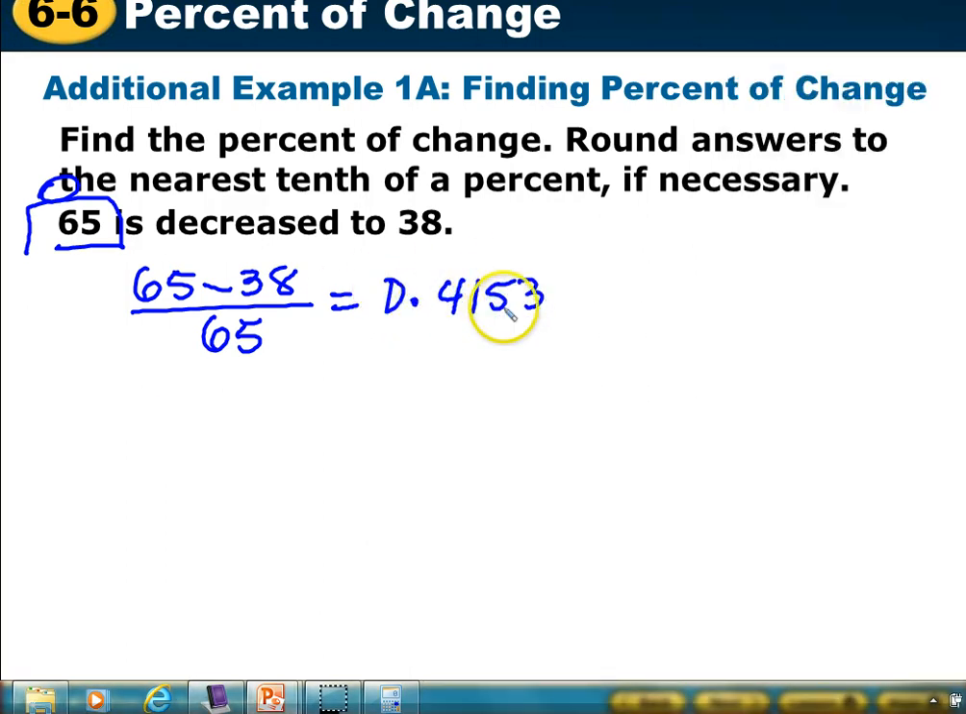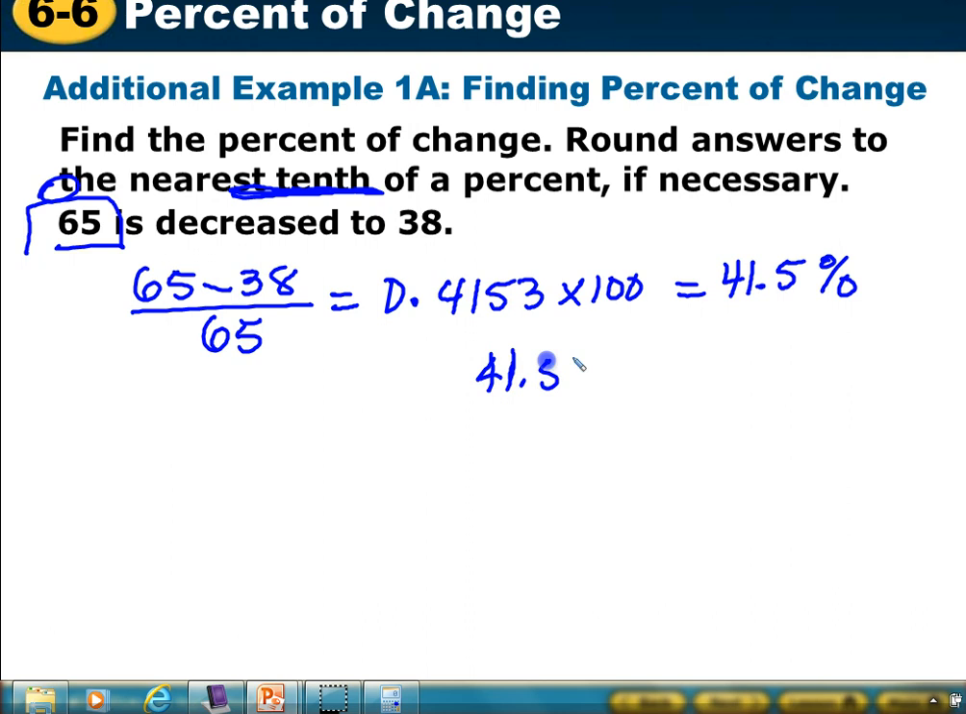Now you need to remember that after you do this, you need to multiply it by 100 to take you back to percent. So that will be 41.5%. I put it as 41.5% because they told us to round to the nearest tenth, and this is the tenth place. After we multiply it, this will be the tenth place and this will be the hundredths, so we leave the 5 alone.